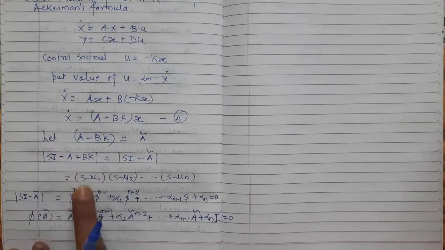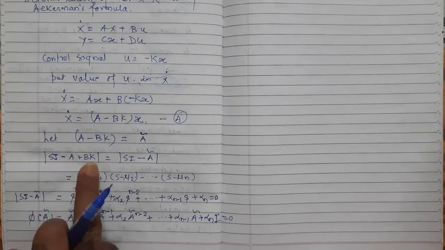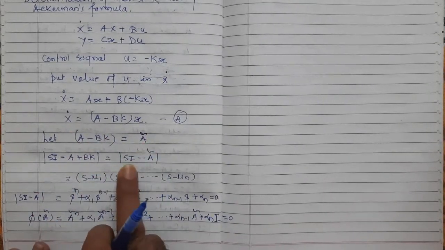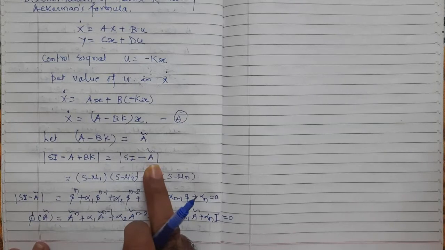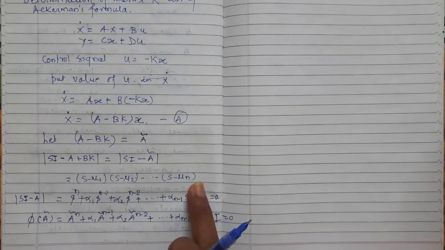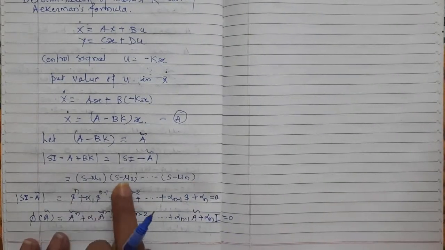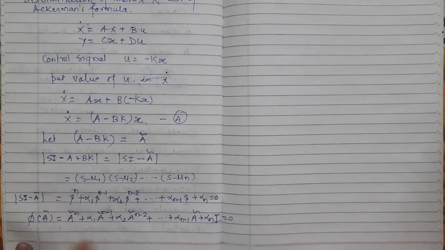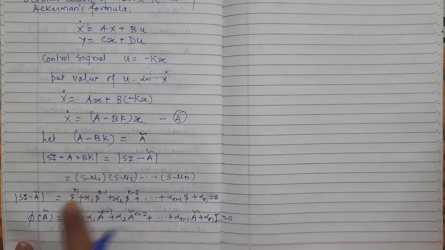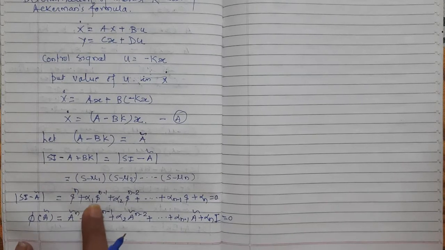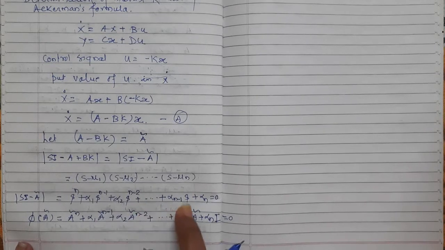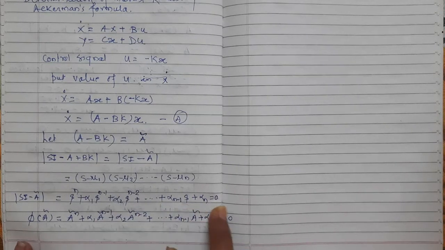Here again we will see sI minus A plus BK. Instead of this we can write sI minus A bar, and we will equate it with our desired equation, with our desired pole locations, s minus mu1, s minus mu2, up to s minus mun. So if we solve this, then we have the polynomial s raised to n plus alpha 1 s raised to n minus 1 plus alpha 2 s raised to n minus 2 plus alpha n minus 1 into s plus alpha n, equal to 0.